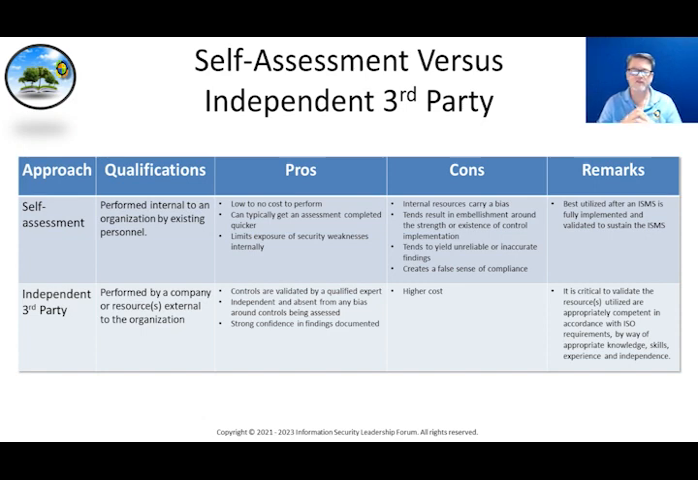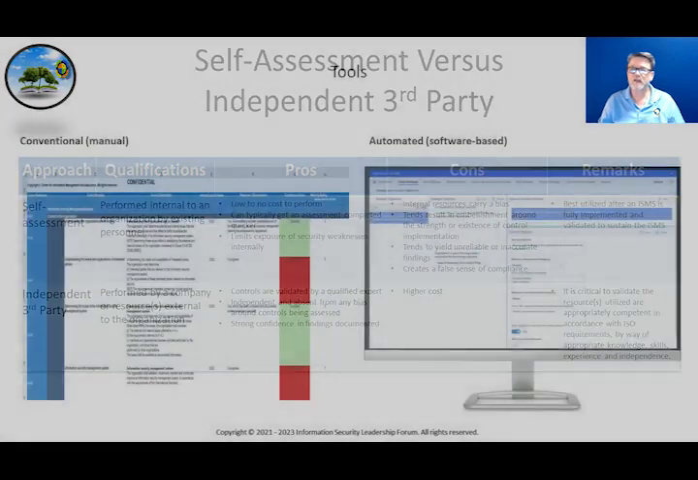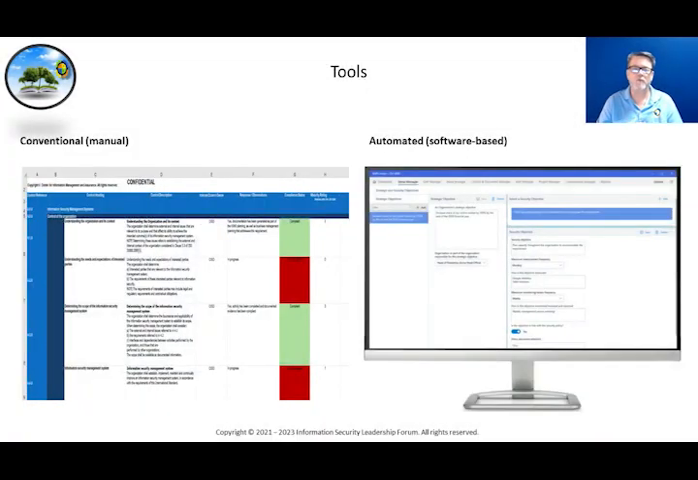And one of the things that we do recommend where you're using an independent third party is make sure that they're not just selling that they're experts. Make sure that they are. Make sure the resources that they commit to doing the job are trained and certified in ISO 27001. And interviewing them, knowing a bit more about how much experience they have in doing this, really wouldn't hurt either.